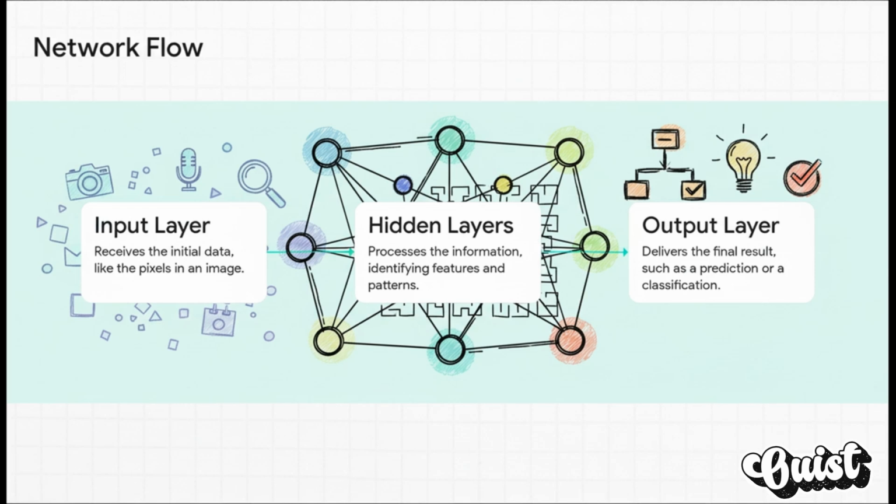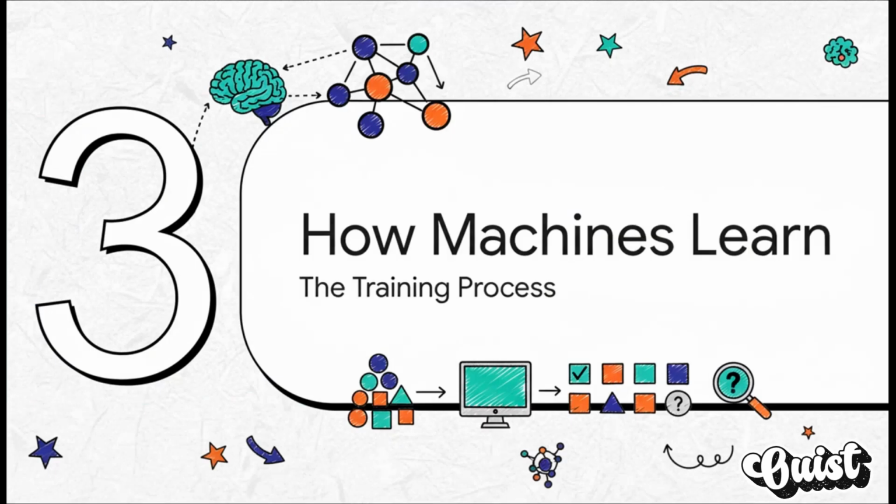And finally, step 3 is the output layer. This is the part that gives you the final single answer, like, yep, that's a cat. So it's cool that we have this digital brain structure, but how does it actually get smart? Because a freshly made neural network is basically like a newborn baby's brain. The parts are there, but it doesn't know anything yet. It has to learn. It has to be trained.